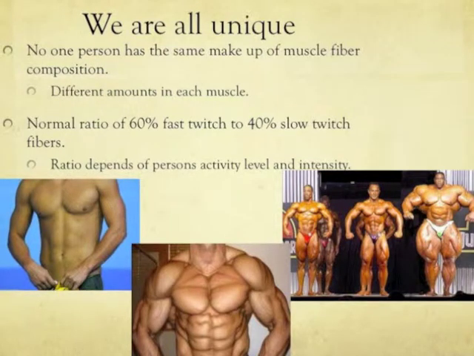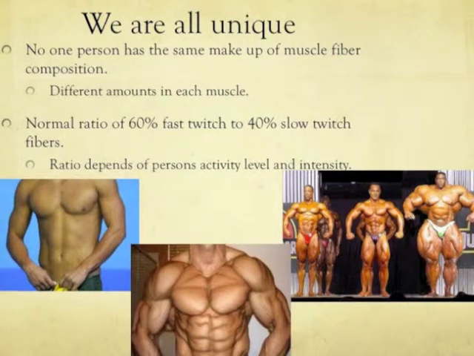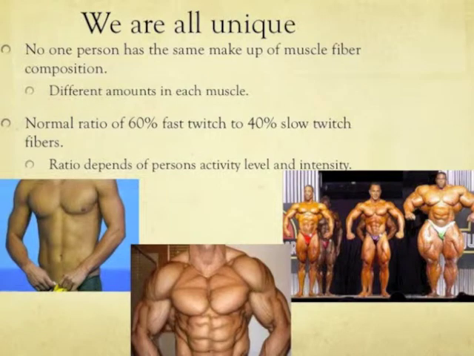No one person has the same makeup of muscle fiber composition. We all have all three types, but there are different amounts in our body, and also different amounts in each portion of our body. Like someone may have a 40 to 60 fast twitch to slow twitch ratio in their quads, and one person may have that 60 to 40 ratio in their body. So for everyone, it's going to be different. It just depends on their activity levels, their intensity levels, and what sort of workouts they're doing.